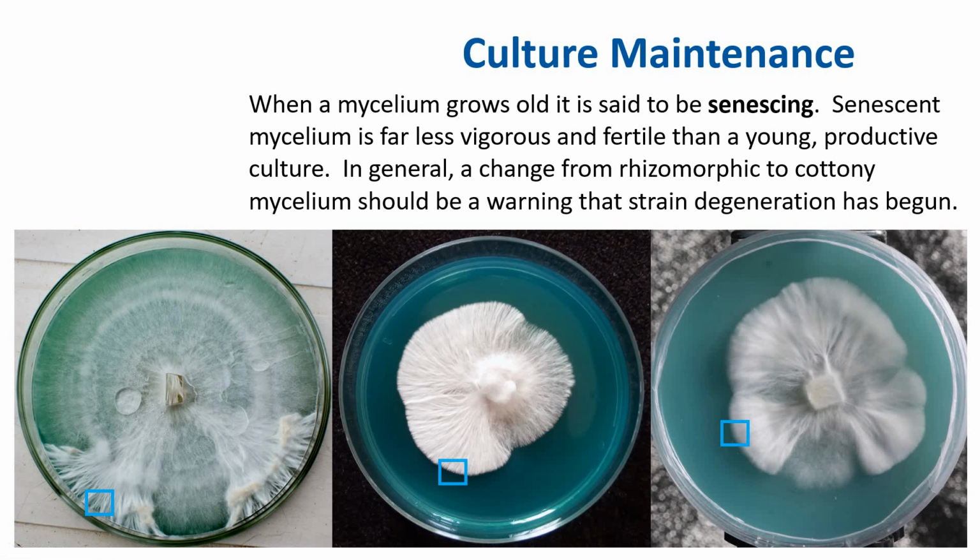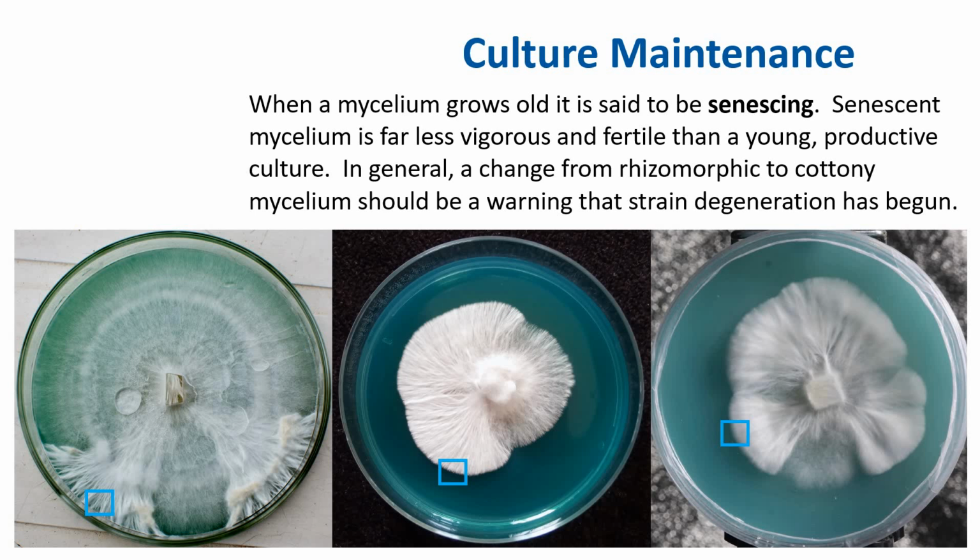rhizomorphic and cottony. So changes in cultures is a sign that a strain may have mutated or started to senesce. Your text lists 28 ways to evaluate a strain, but the most important practice is to recognize changes in the culture. So when a mycelium grows old, it's said to be senescing. Senesced mycelium is less vigorous and fertile than young one. So in general, a change from a rhizomorphic to cotton mycelium should be a warning that a strain degeneration has begun.